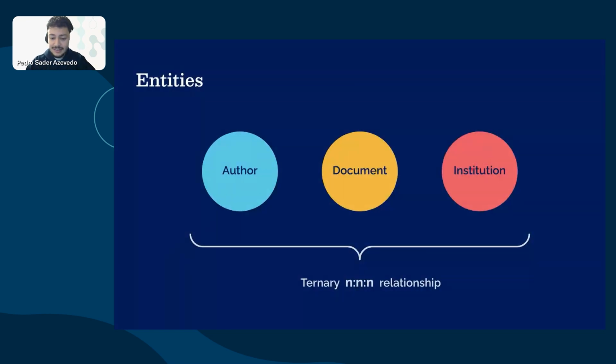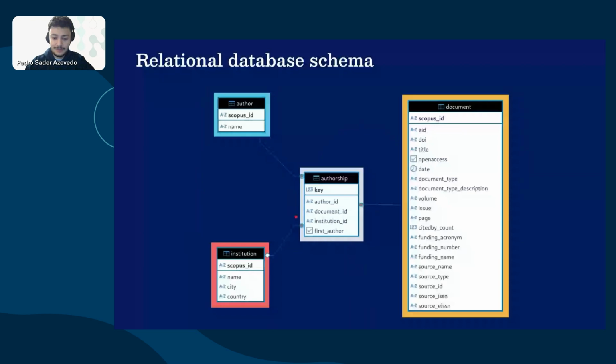The thing about these entities is that they had a ternary many-to-many relationship between them. What that means is that one author in the same publication can be affiliated with multiple institutions. The same institution can have multiple authors in the same document. And also one author in the same institution can have multiple publications. So that's the N by N relationship that I was talking about.